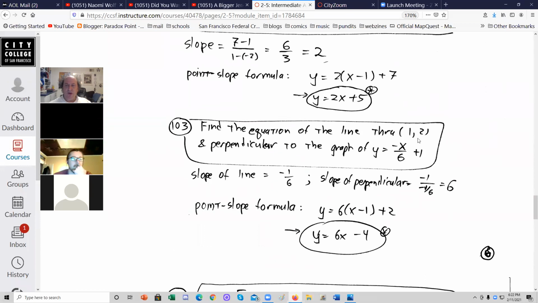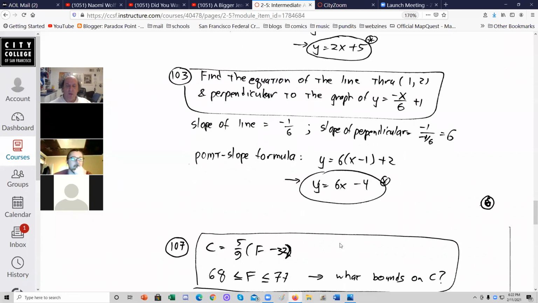Find the equation of a line through 1 by 2 that is perpendicular to the graph of y equals negative x over 6 plus 1. Now, this line here has a slope of negative 1/6. The perpendicular slope is the negative reciprocal. So negative 1 over negative 1/6, which is 6. So the line in question has a slope of 6 that goes through 1 by 2. So we use the point-slope formula. The slope here is 6. 1 by 2 goes here and here. After some calculating, you get y equals 6x minus 4.